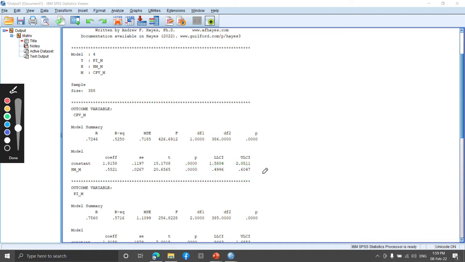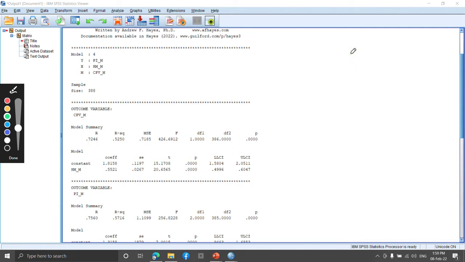These 2 values should have the same sign, either plus and plus or minus and minus. Not plus and minus, or minus and plus. Why? If 0 falls in between these 2 values, it is insignificant. But in this case, both values are plus, no 0 falls in between, and the p value is also less than 0.05. So this is significant. That means HM to CPV is significant. This part is significant.